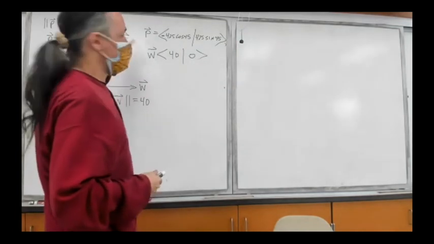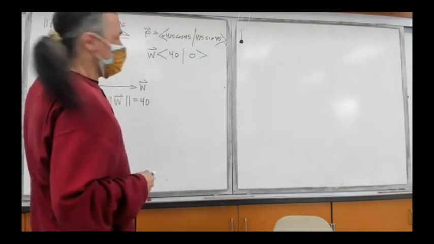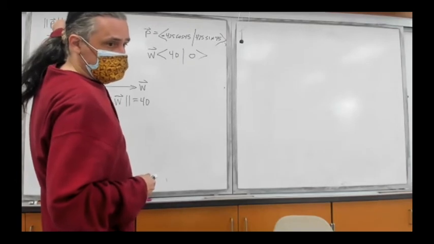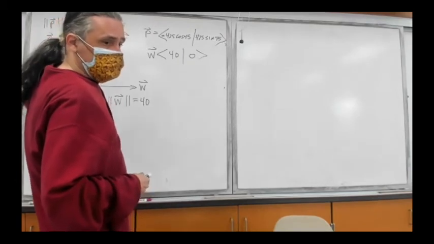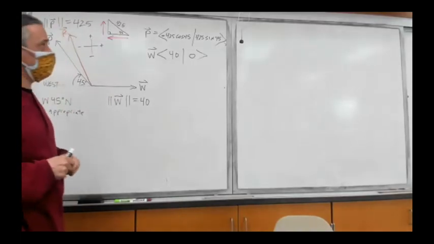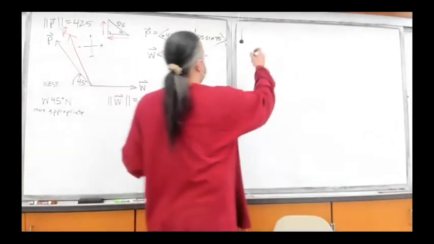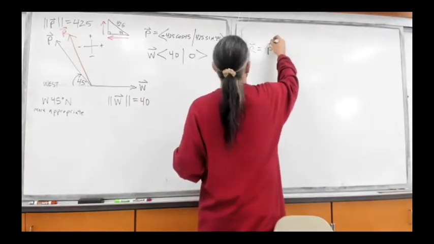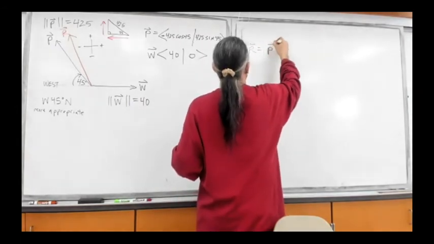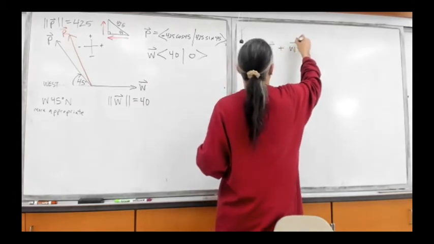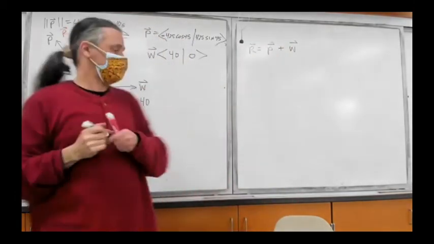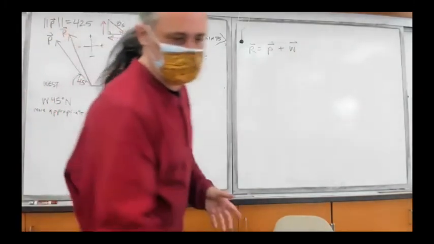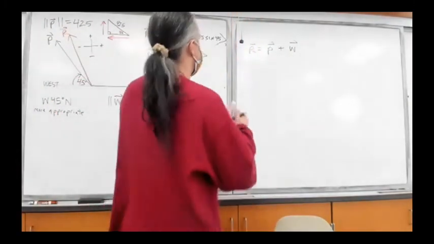And we'll be able to get the resultant and find the actual plane's velocity, speed, after it was slowed down a little bit by the wind. Okay, so the resultant is going to be equal to these two vectors being added.